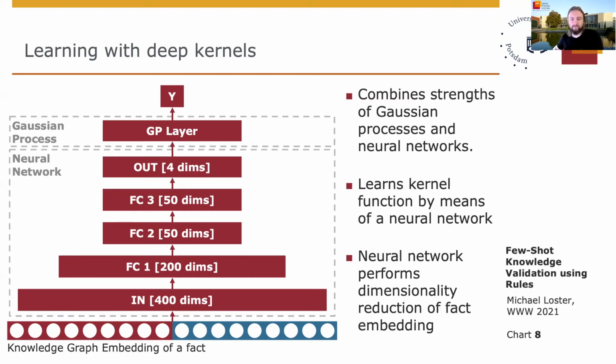The model consists of two main components, a fully connected neural network and a Gaussian process layer. Deep kernel learning refers to the fact that the kernel function required by the Gaussian process is learned by a neural network. The neural network part of the model effectively performs a dimensionality reduction, transforming the n-dimensional fact representations into a low-dimensional vector representation. The Gaussian process layer receives this low-dimensional representation as its input and yields the final prediction y.